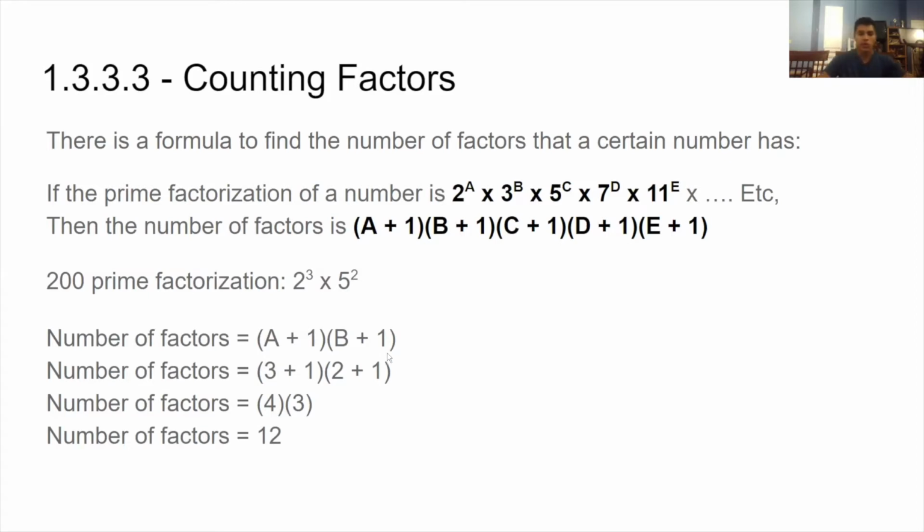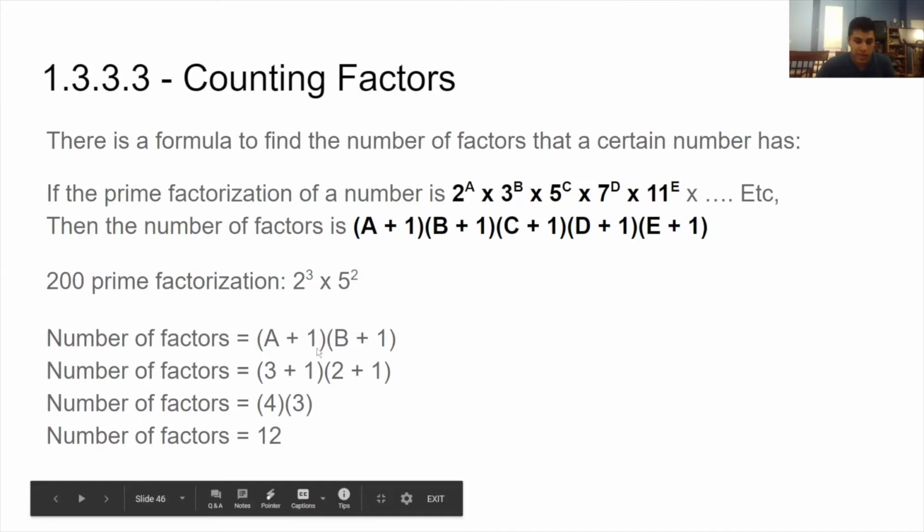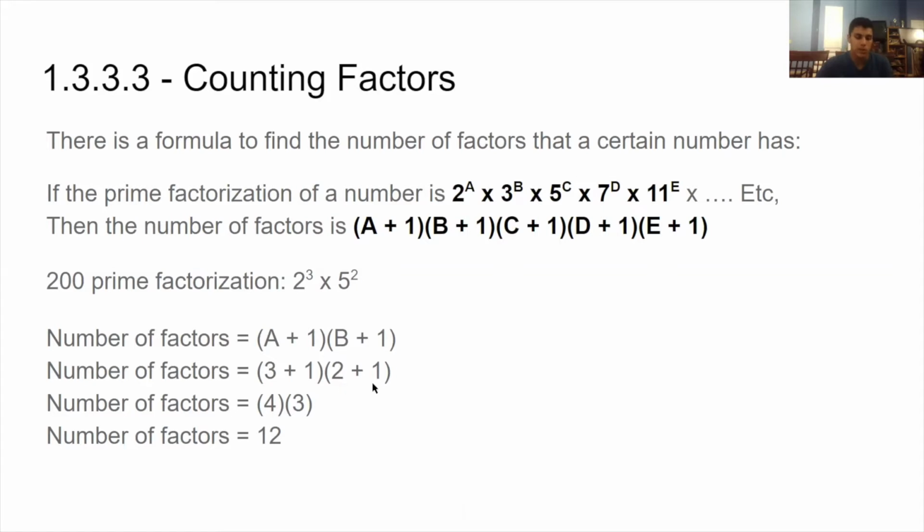So now I want to look at what my exponents are. Since it's 2 to the power of 3, 3 is one of my exponents. And since it's 5 to the power of 2, 2 is another exponent. And so I take those exponents and substitute them in for a and b. So where it was a plus 1, it becomes 3 plus 1. And where it was b plus 1, it becomes 2 plus 1. Because 3 and 2 are my 2 exponents. And then you simplify the equation from there.